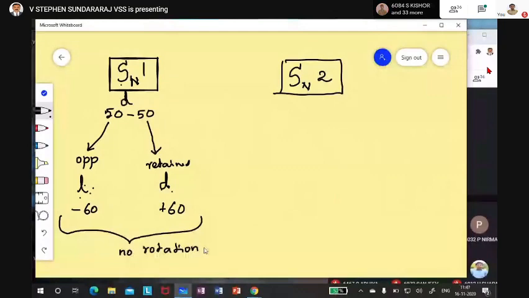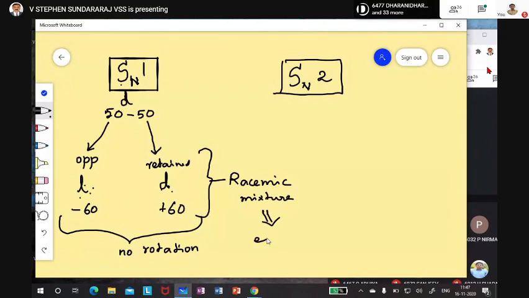Okay, so here you write down this 50% mixture form now, that is called a racemic mixture. Here I introduce a term, racemic mixture. So what is the definition of racemic mixture? Write down: an equimolar mixture of enantiomers.